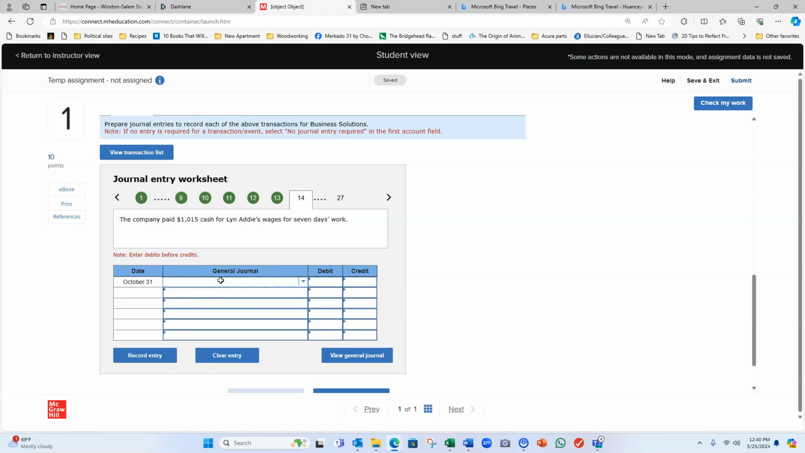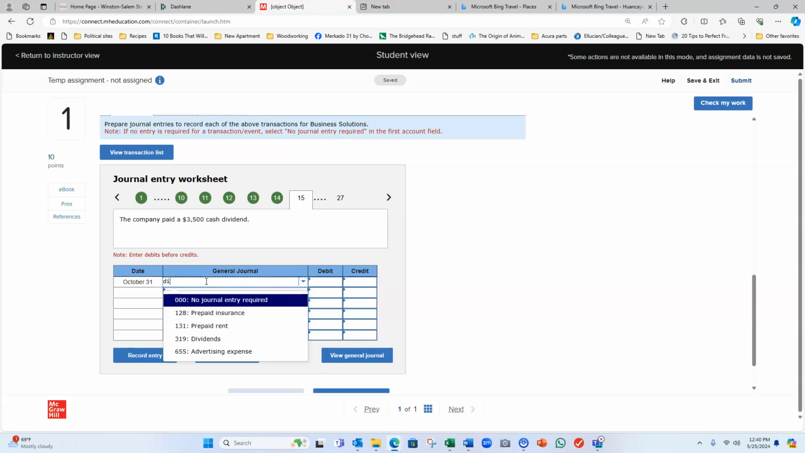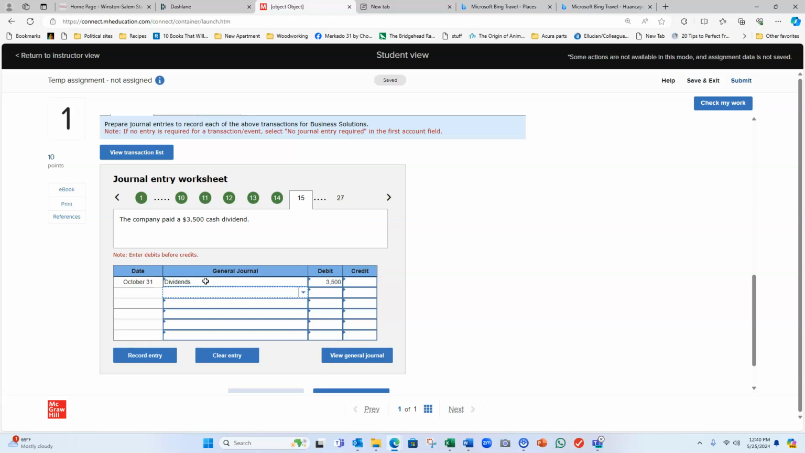Company paid $1,015 for wages, so we've got wages expense. We paid cash. Notice debits first, then the credits. The credits are always indented. Company paid $3,500 for a cash dividend. Dividends have a debit balance where they are always debited to increase them, which reduces equity.